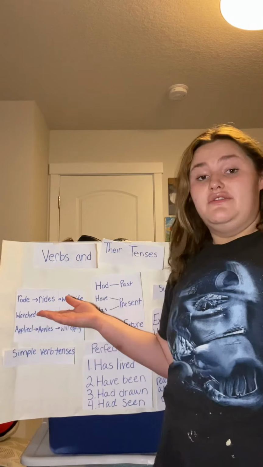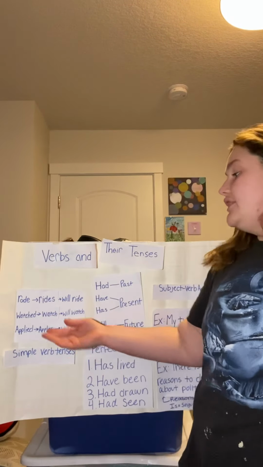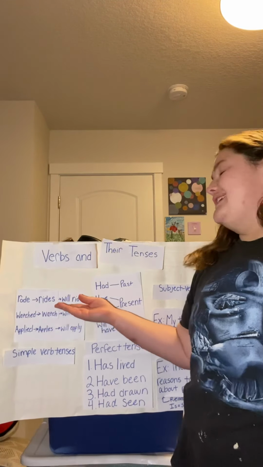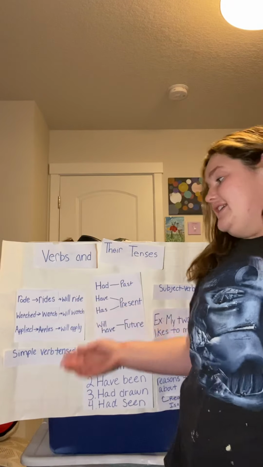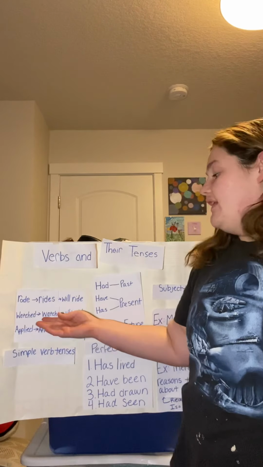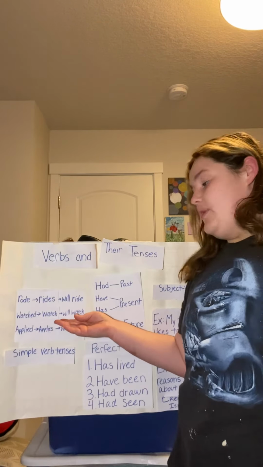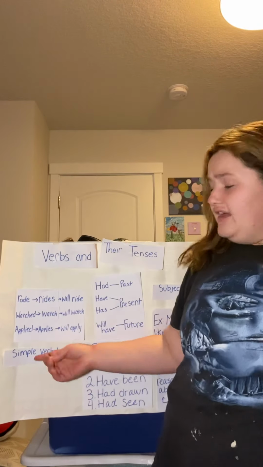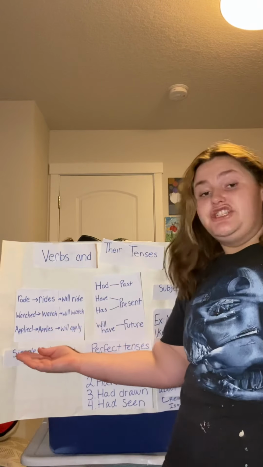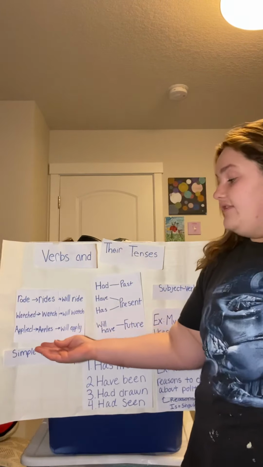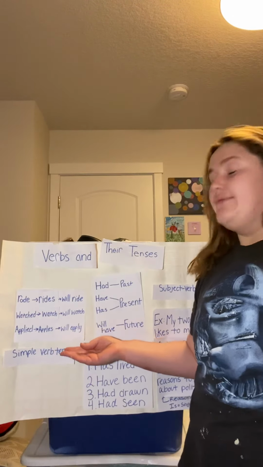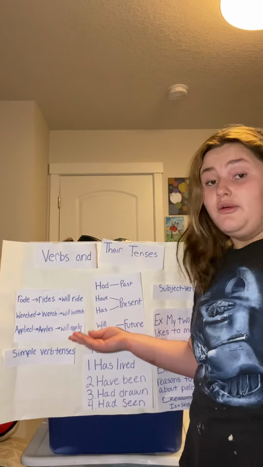The base word of this is ride. So in the past, she rode. In the present, she rides, and in the future, she will ride. For the base word watch, we watched, they watch, and we will watch. And for the word apply, in the past it would be she applied. In the present it would be she applies. And in the future, it would be they will apply.